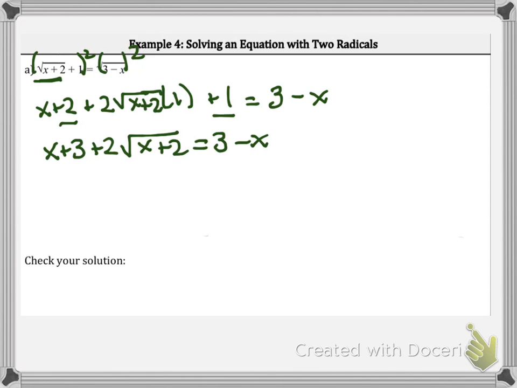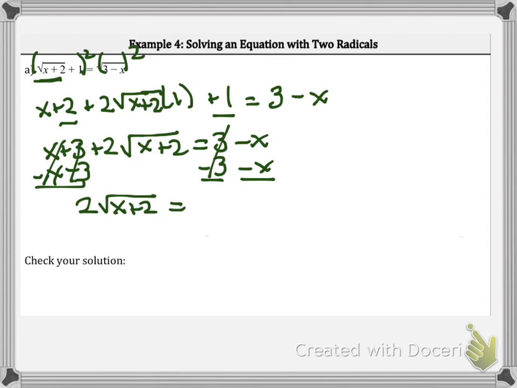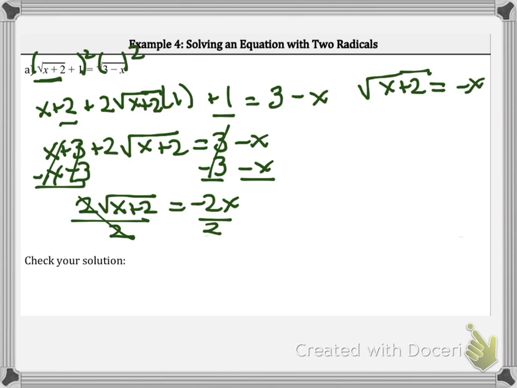So again, we need to isolate the radical. So let's subtract x. Let's subtract 3. The 2 is multiplied, so we can't move that by adding or subtracting. So now we have 2 square root of x plus 2 equals 3 minus 3 is 0, negative 2x. Let's divide by 2. So now we have the square root of x plus 2 equals negative x. We have the square root isolated, so let's square both sides. This becomes x plus 2 equals x squared. So we have a quadratic. Let's set it equal to 0.